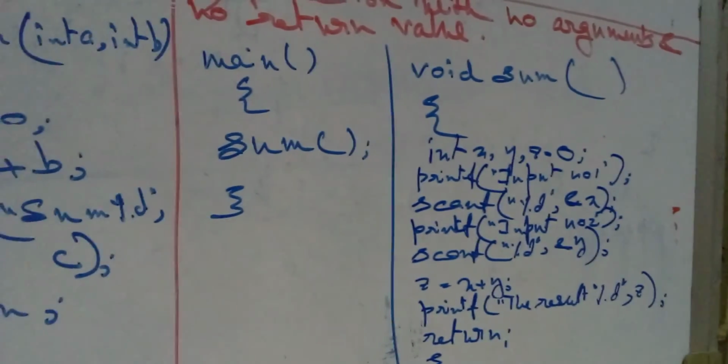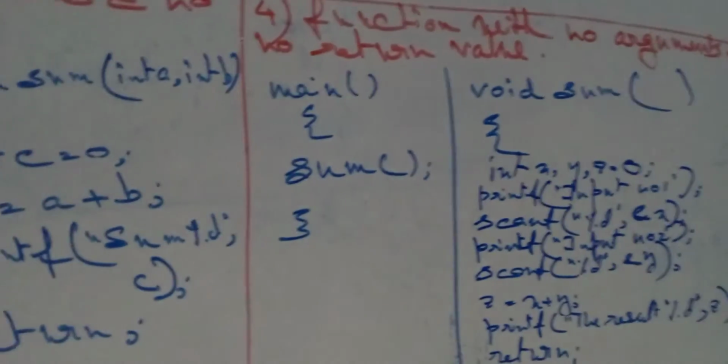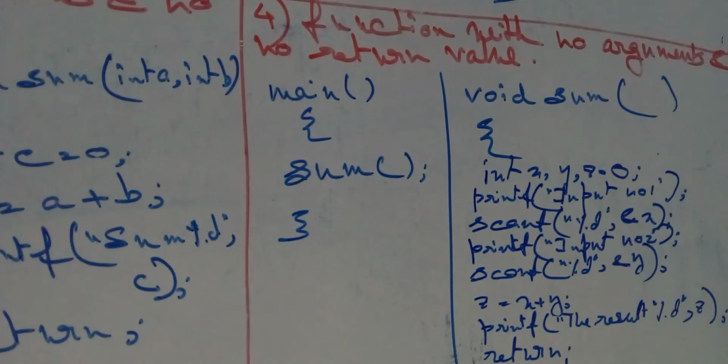So, these are the 4 types or patterns we can write functions. This is up to our choice in which pattern we will write.